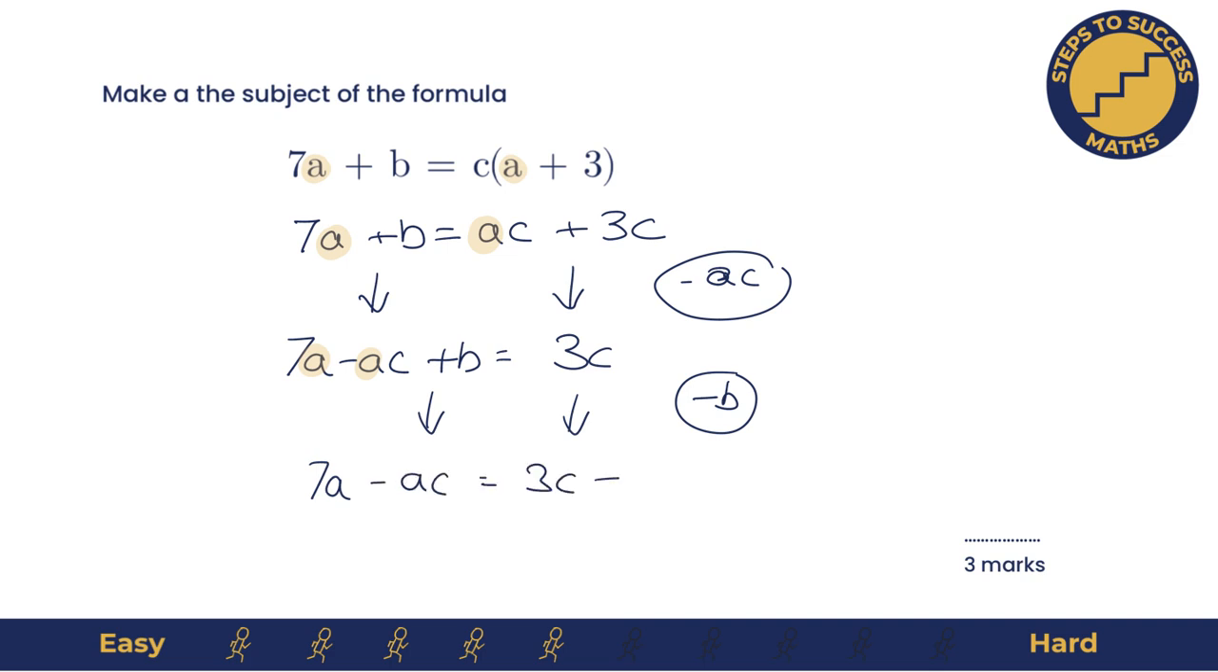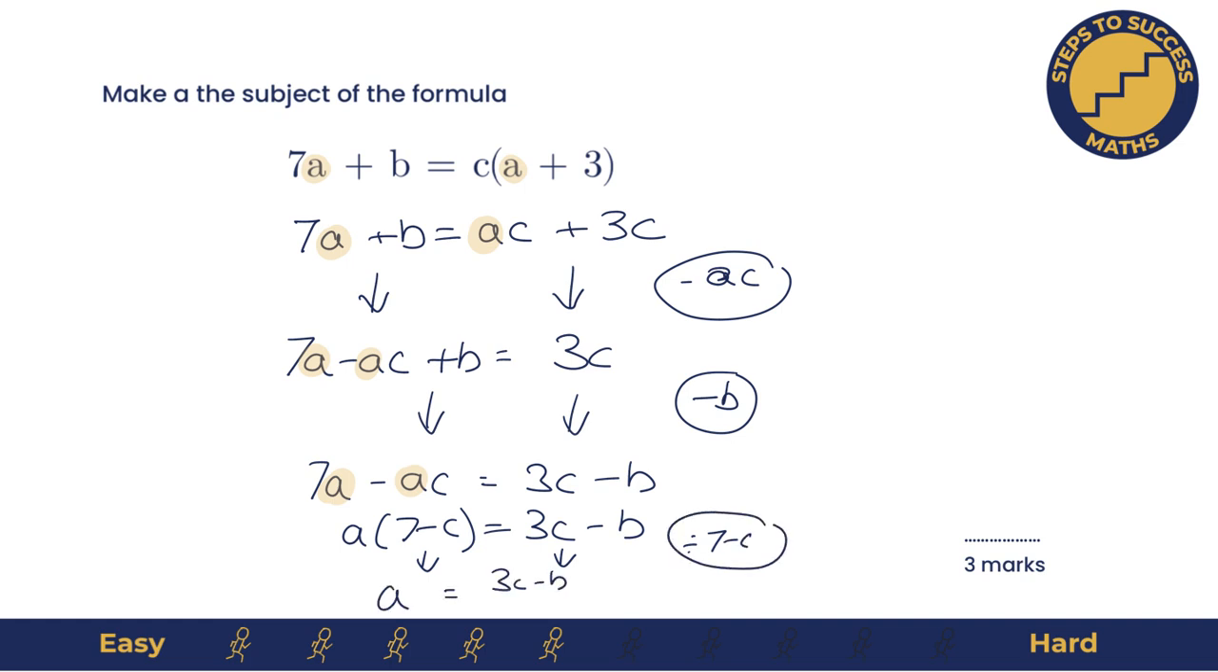Now on the left hand side we have two terms and both of them have a. So now we're going to use a bracket. A in front of the bracket. Then we've got 7 take away c is equal to 3c take away b. And now to get a on its own, we need to divide by everything inside the bracket. So a equals 3c minus b over 7 minus c.